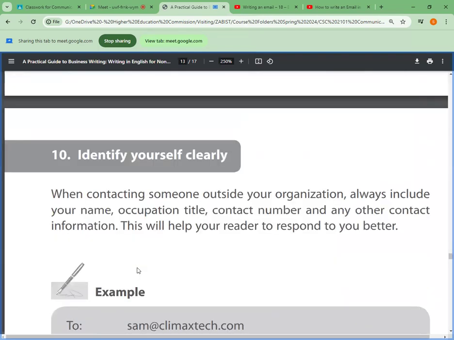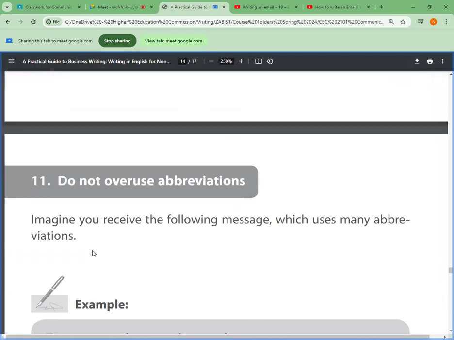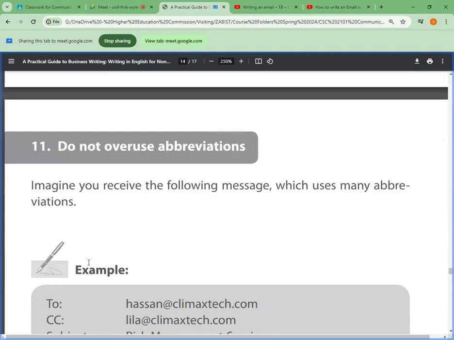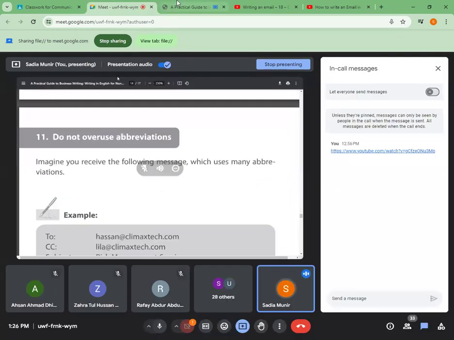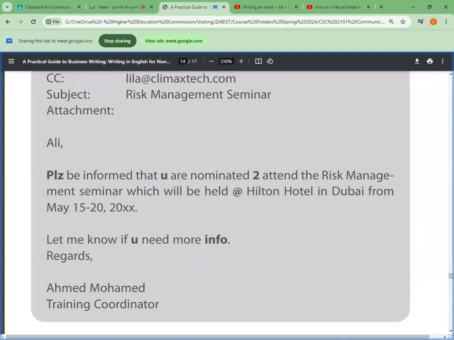Then identify yourself clearly. यहाँ पे क्लियरली अपना नाम, अपनी डेजिग्नेशन, फोन नंबर और ईमेल एड्रेस लिखें. इंपॉर्टेंट है. Do not use abusive behavior. Do not use abbreviations and do not overuse abbreviations. अब देखें, इस टेक्स्ट को पढ़े जो बहुत कॉमन है, आप स्टूडेंट्स में आप ऐसे ही लिखते हैं. Be informed that you are nominated to attend a risk management seminar which will be held at Hilton Hotel in Dubai from etc. etc. Let me know if you need more info. Inappropriate. You cannot write like this in an email.